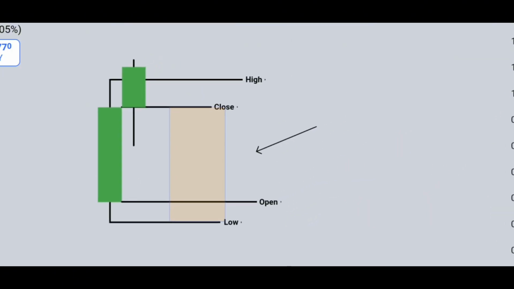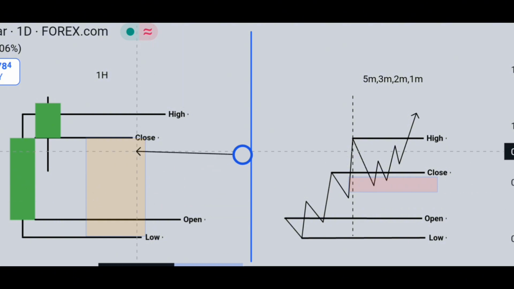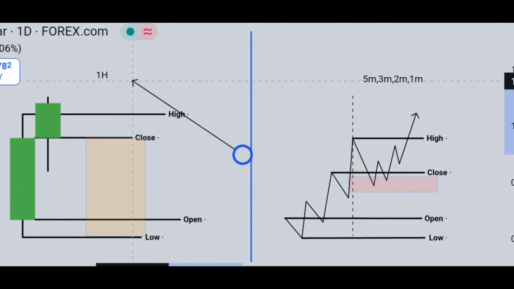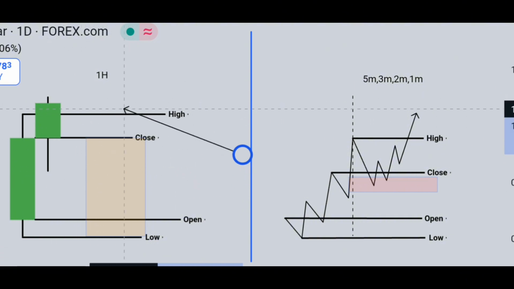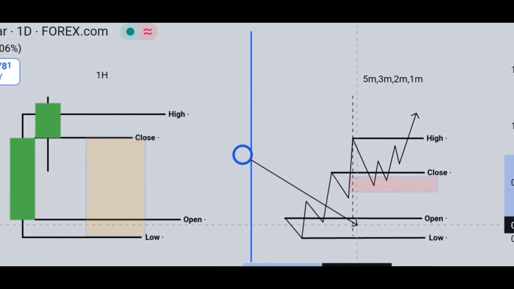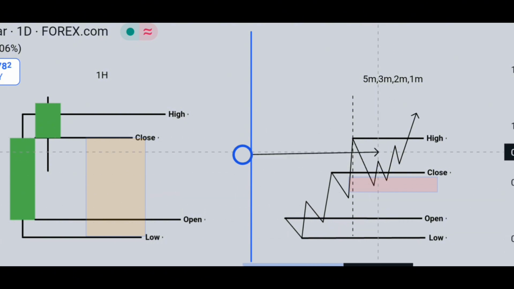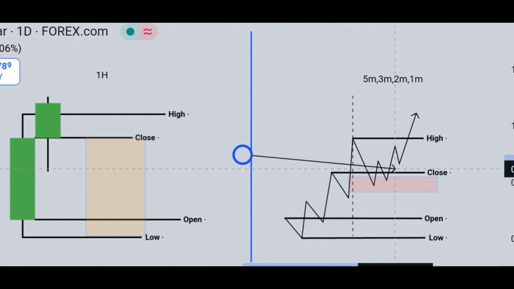So I'll try to illustrate this same price action on this side as we want it on the lower time frame. We're still on this example. When you go to the hourly time frame, this is what you're seeing. But when you go to the lower time frames, like the 5 minutes, 3 minutes, 2 minutes, and 1 minute, this is what you actually see. It's more broken down for you guys to look for some sweet possible trades.